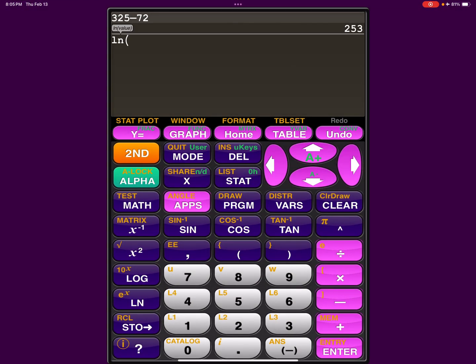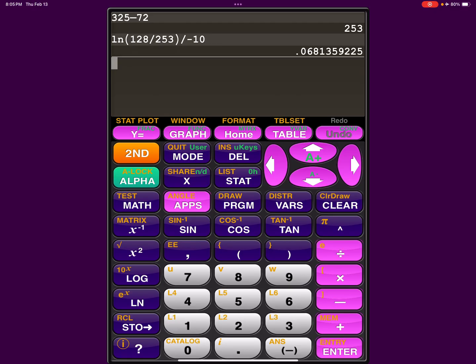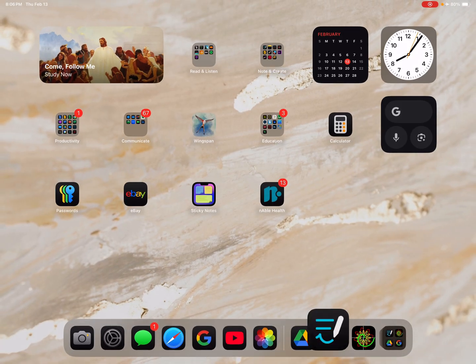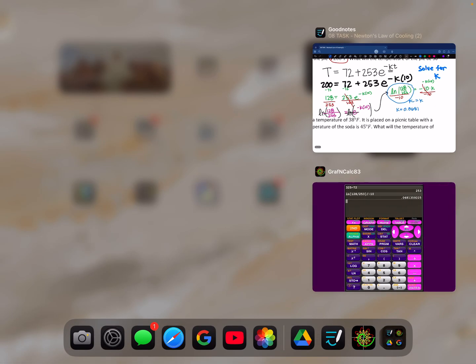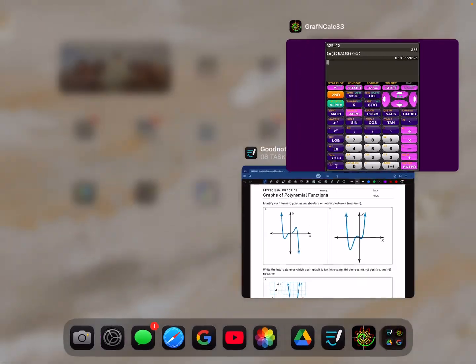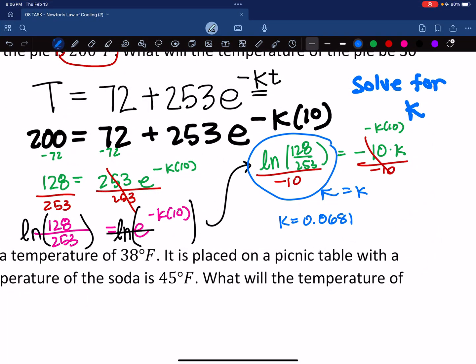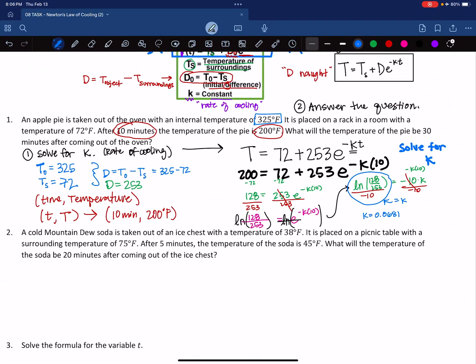So natural log of 128 over 253, close parenthesis, divide by negative 10. And let's pick up 4 decimal places. k is equal to 0.0681. I better double check that. All right, cool. So that's kind of a long process. And guess what? We didn't even answer the question yet.